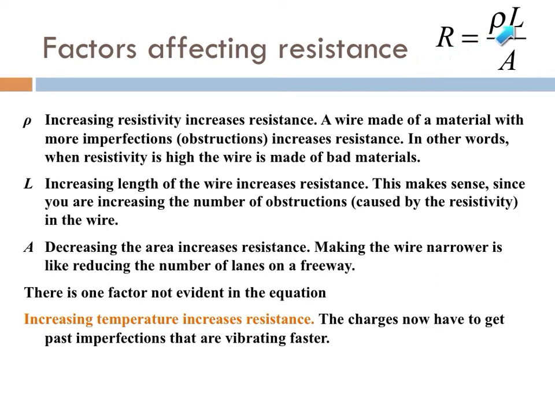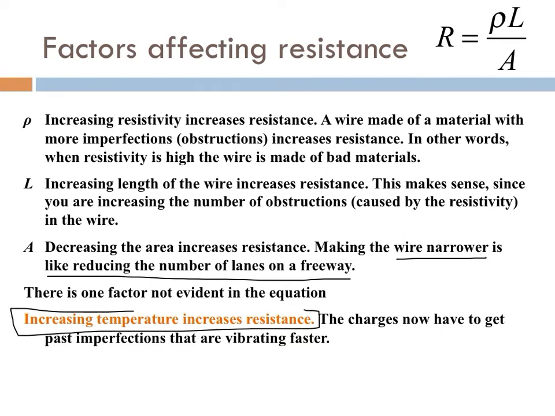If length goes up, my resistance also goes up. If my area goes up, then my resistance actually goes down. And that makes sense because if you think of a highway, if we increase the area, then we are producing less traffic. So if you were to make the area smaller or narrower, it's like reducing the number of lanes on a freeway. Now, there's one factor that does affect resistance that we haven't mentioned in this equation, and that's temperature. Increasing temperature also increases the resistance, so that's an important piece that we need to remember.